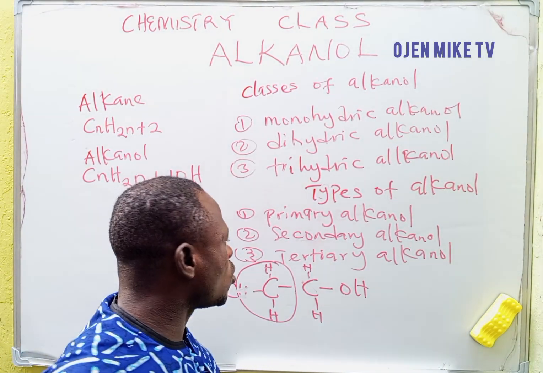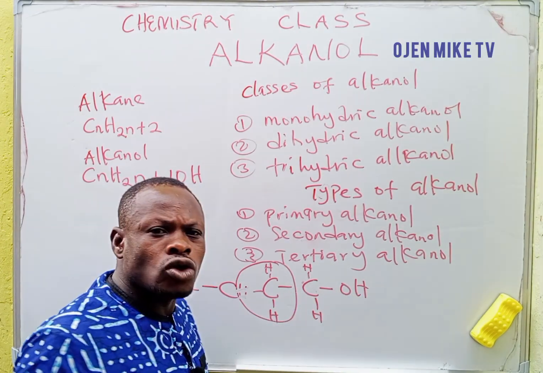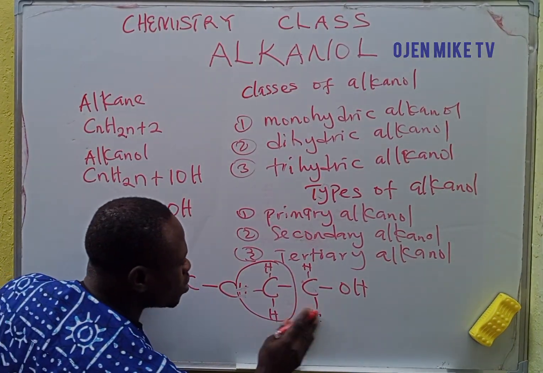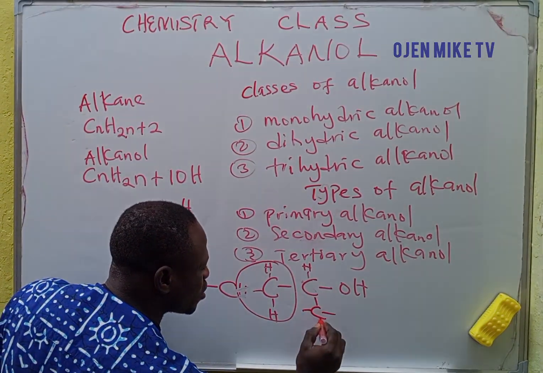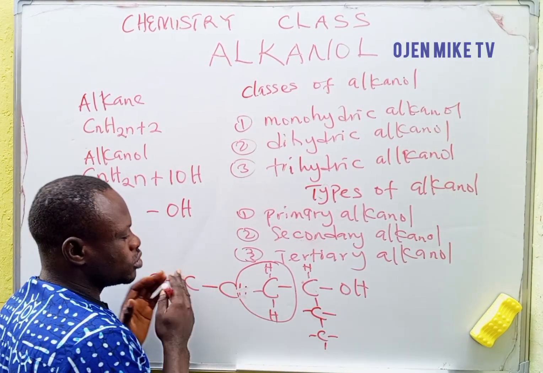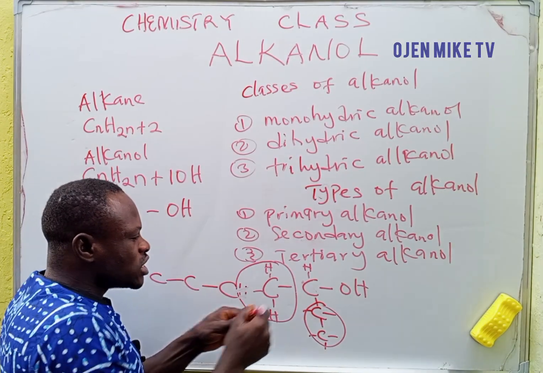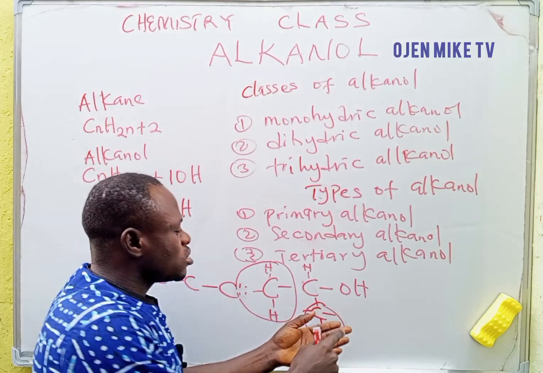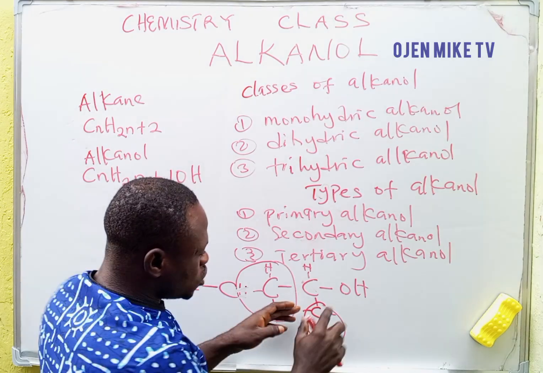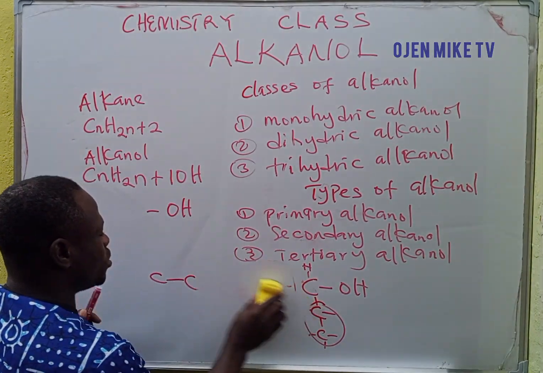Now let's look at secondary alkanol. In secondary alkanol, the carbon atom holding this hydroxy group is attached to what? Two alkyl groups. It means that if this is one of the alkyl groups, we'll write another one here. Maybe let's say this is butyl and this is ethyl, these are alkyl groups. So this carbon atom holding this hydroxy group is attached to two alkyl groups. Is that understood? Let me use methyl so that you won't be confused.